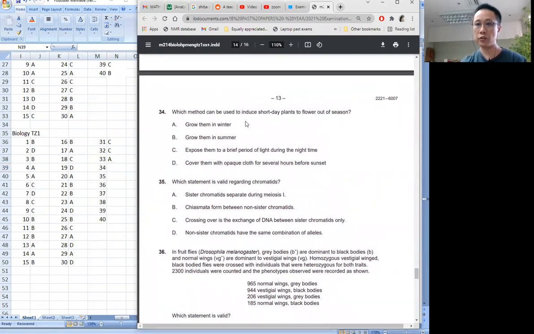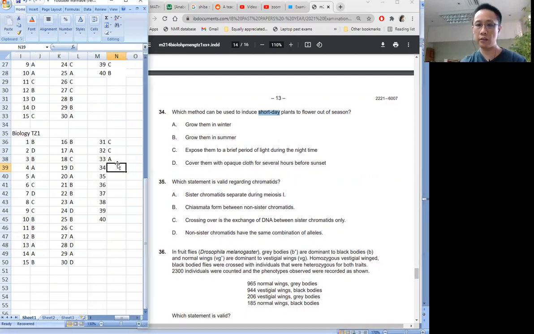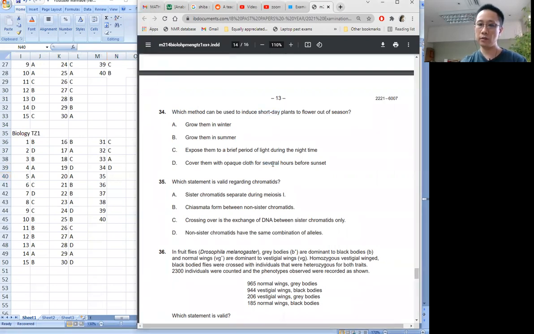34, which method can be used to induce short-day plants to flower out of season? We need to make sure that they have lots of darkness. You want to cover them with opaque cloth, just give them more darkness. Light would most likely be an inhibitor of growing floral parts. So I think D should be correct. Winter and summer, I think these are too vague. It's like several hours, that's a significant difference in terms of the significant reduction of daylight that they typically receive. We'll just hope that D is correct.